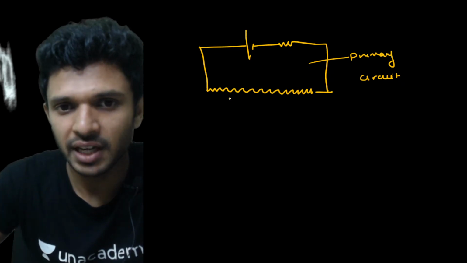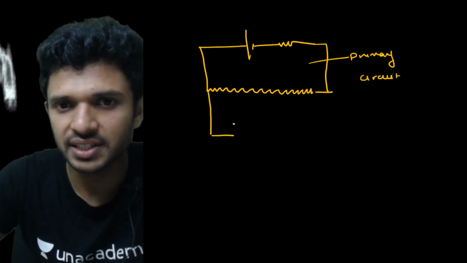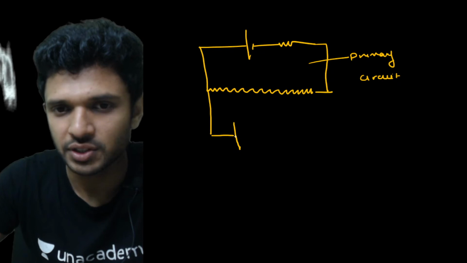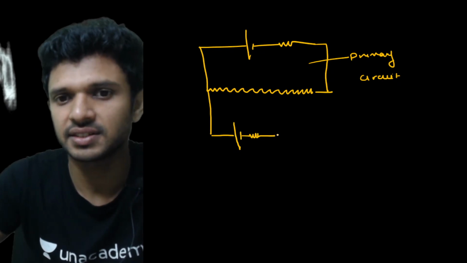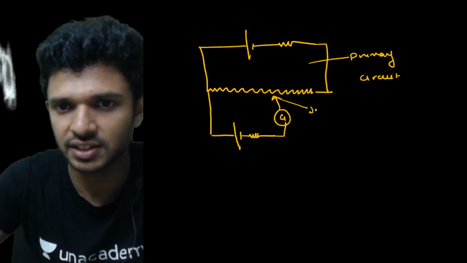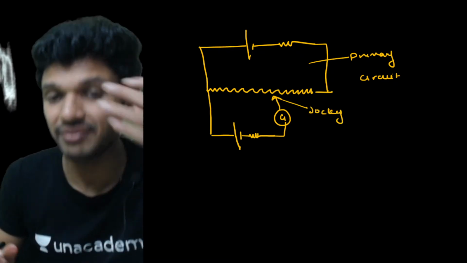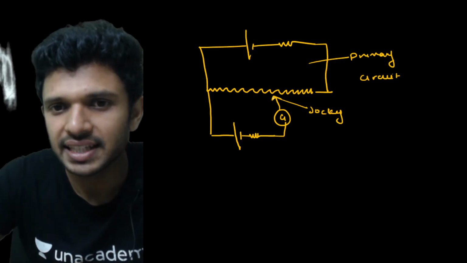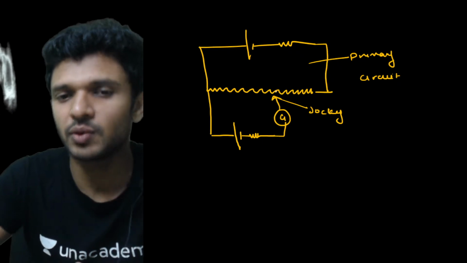Then we are going to be having the secondary circuit. What is there in the secondary circuit? We just have a cell, positive here, negative here, its internal resistance, and a galvanometer connected to this, and this is a jockey. I hope you all know why we have a jockey, so that this end can be moved on this particular wire of length X.